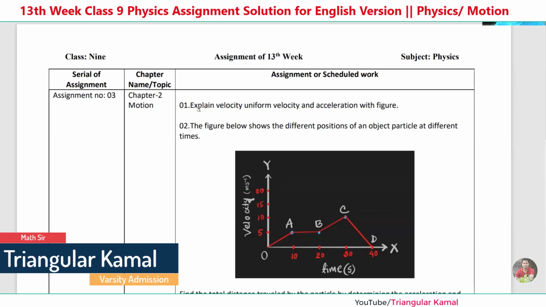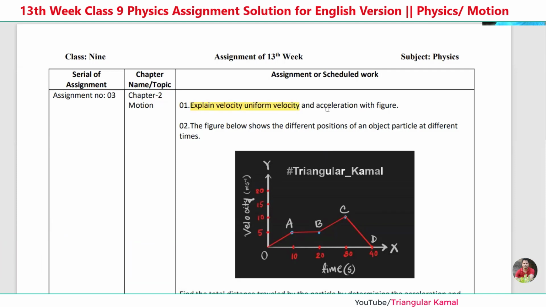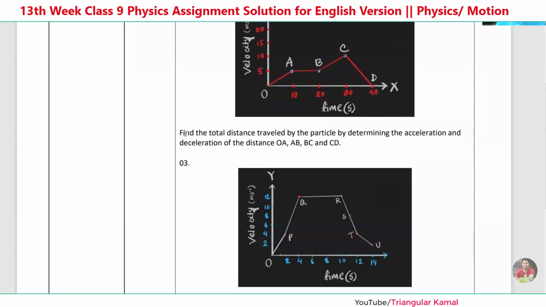There are a total of 3 questions. First question: explain velocity, uniform velocity and acceleration with the figure. The second question: a diagram is given here, the figure, showing the different positions of an object or particle at different times. And what is the requirement? Find the total distance traveled by the particle and determine acceleration and deceleration at distances OA, AB, BC, and CD.